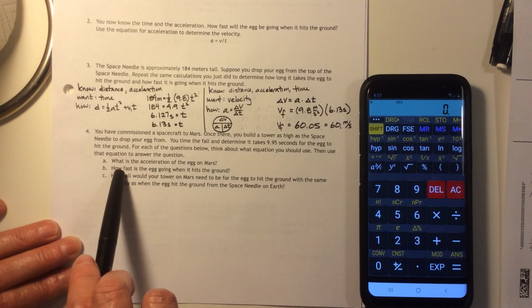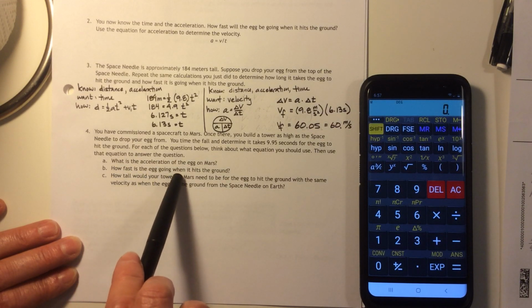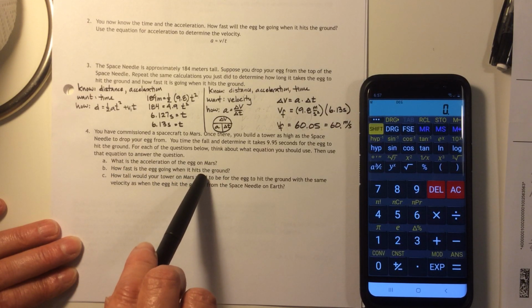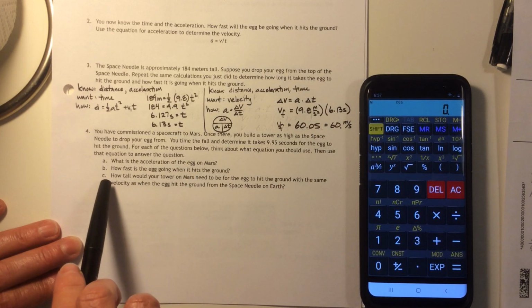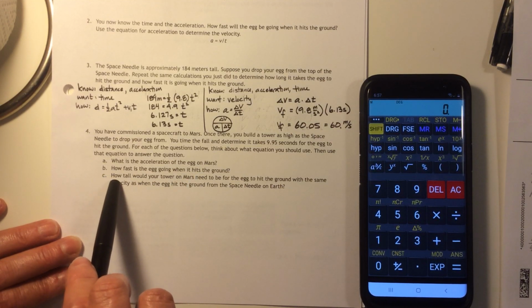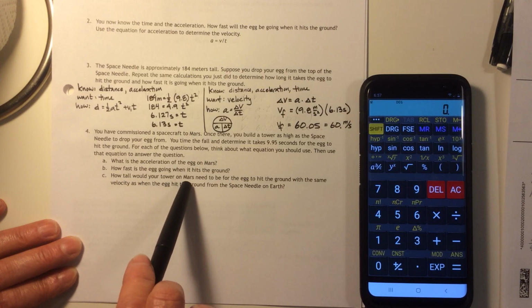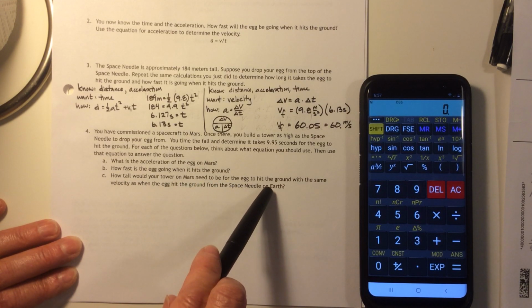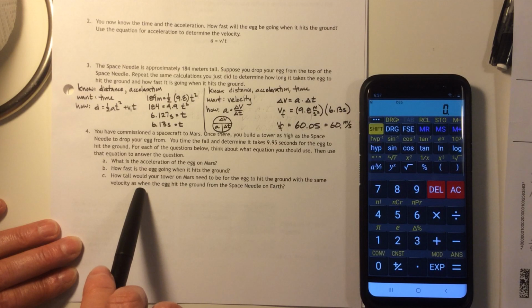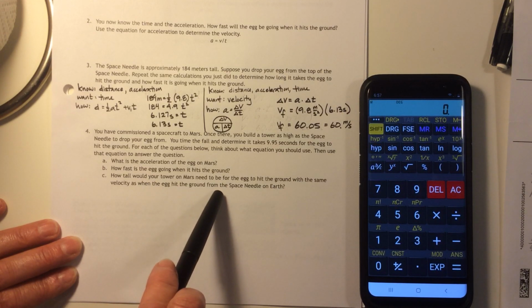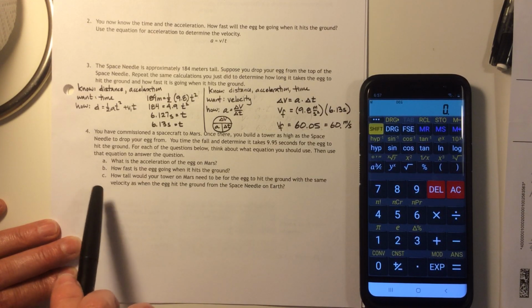Then, oh look, there's that question again. How fast is the egg going when it hits the ground? We've done that twice now, so we should know how to do that. Then we have this one, which is how tall would your tower on Mars need to be for the egg to hit the ground with the same velocity as when the egg hit the ground from the Space Needle on Earth? Oh, that's a big question. We're going to save that.